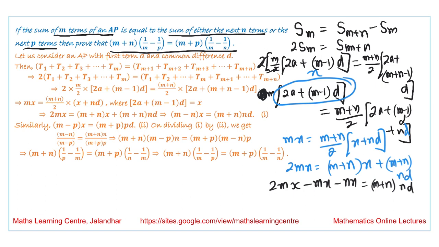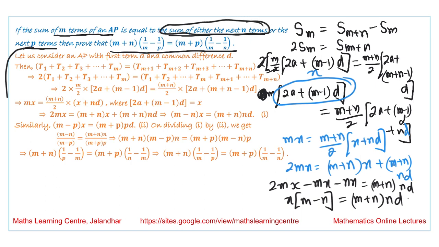Taking x common, we get x into (m minus n) is equal to (m plus n) into nd. So this is the result for when the sum is equal to the sum of the next n terms. Now similarly we solve for the value p, and we will have x into (m minus p) equal to (m plus p) into p into d.